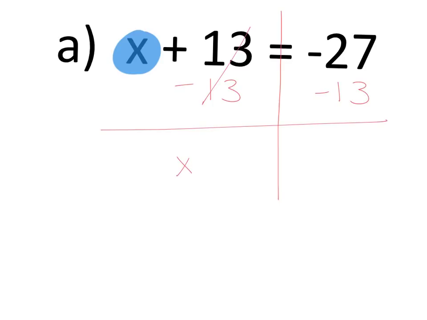You're left with an x on this side. We've still got an equal sign in the middle. And then you're going to go ahead and, same sign, add them up. So you're going to end up with negative 40.